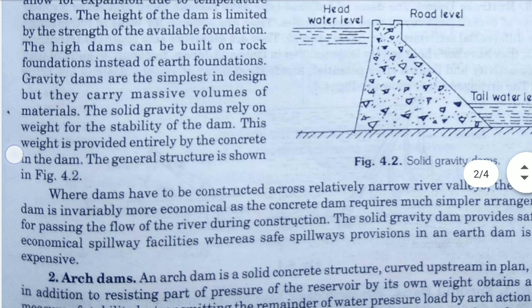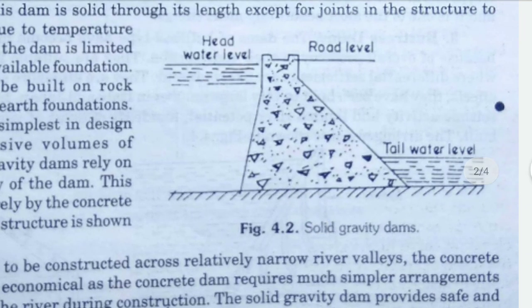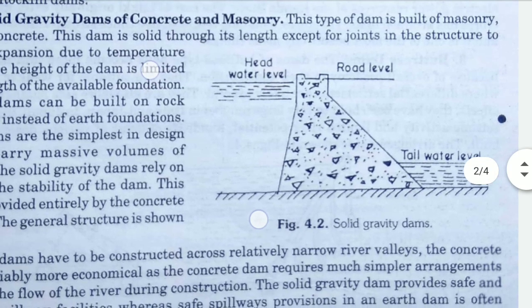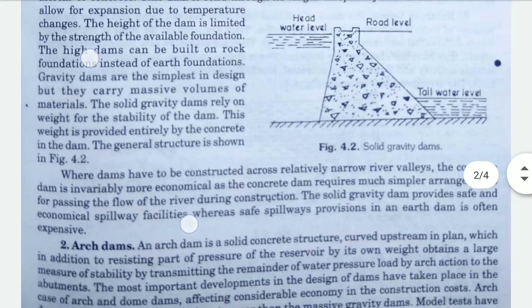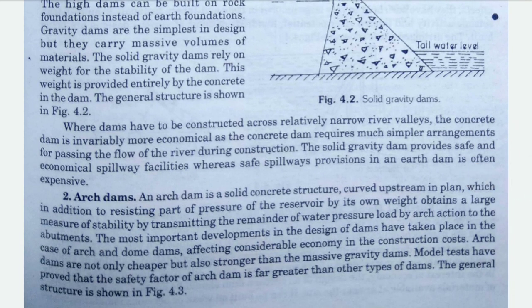In the general structure we can see the road level, water head level and tail race level between the dams. Where dams have to be constructed across relatively narrow rivers or valleys, a concrete dam is invariably more economical, as concrete dams require simpler arrangements for passing the flow of the river during construction.